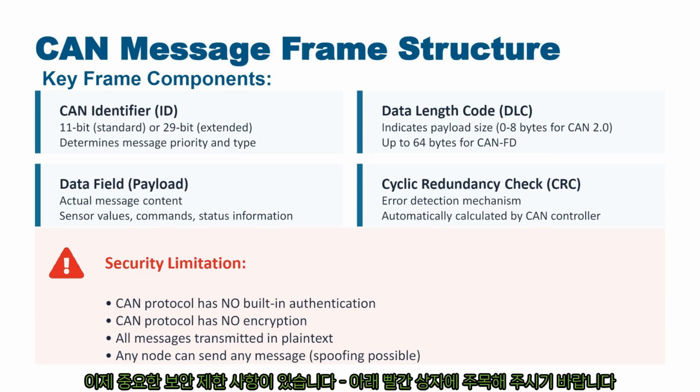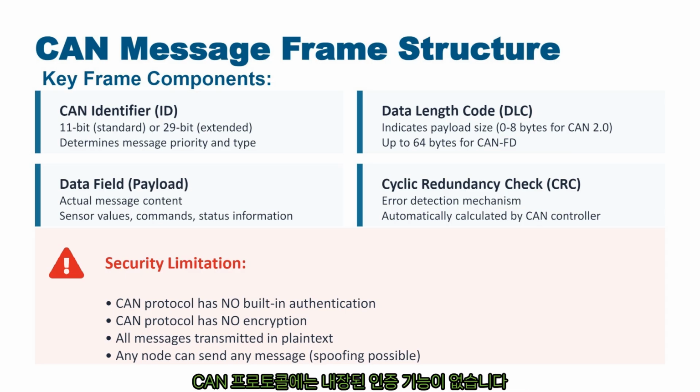Now here's the critical security limitation, and I want you to pay close attention to this red box at the bottom. The CAN protocol has no built-in authentication. None. Zero. The CAN protocol has no encryption. Everything is transmitted in plain text. All messages are visible to everyone on the bus.